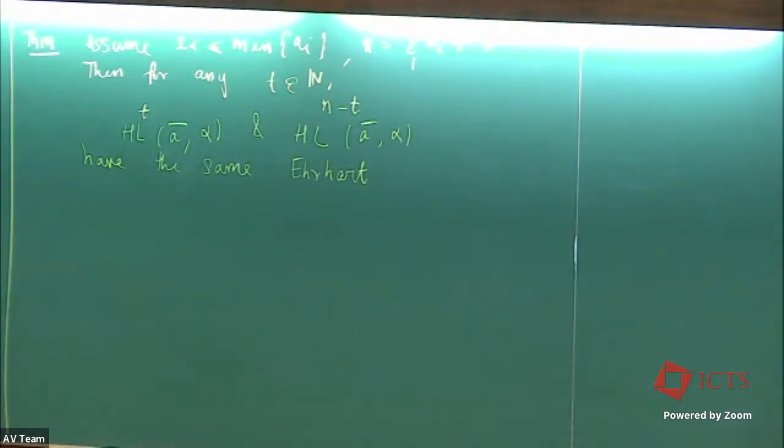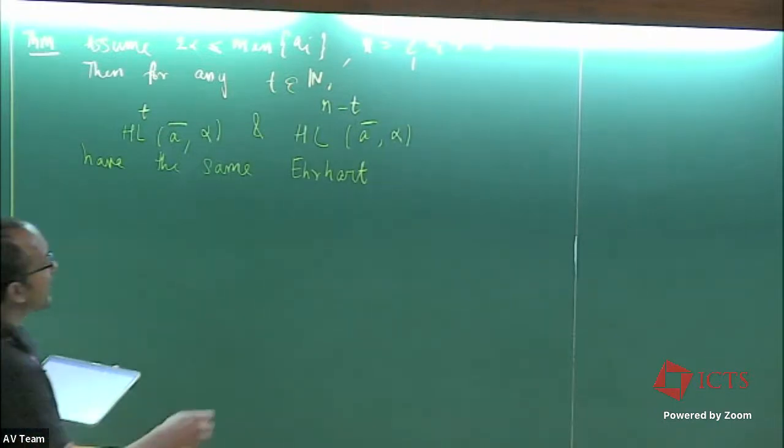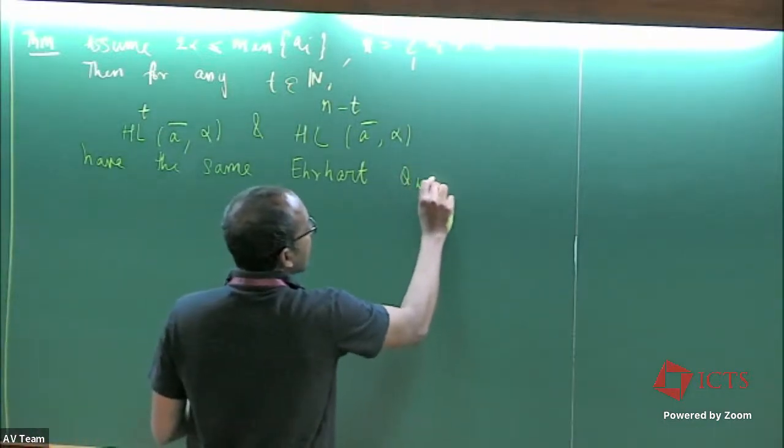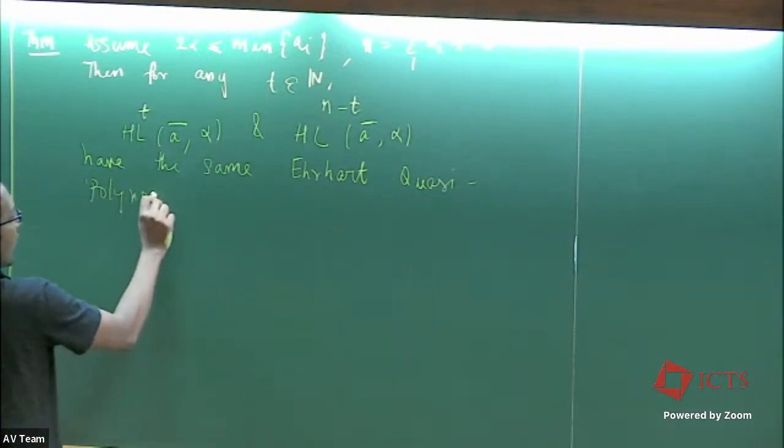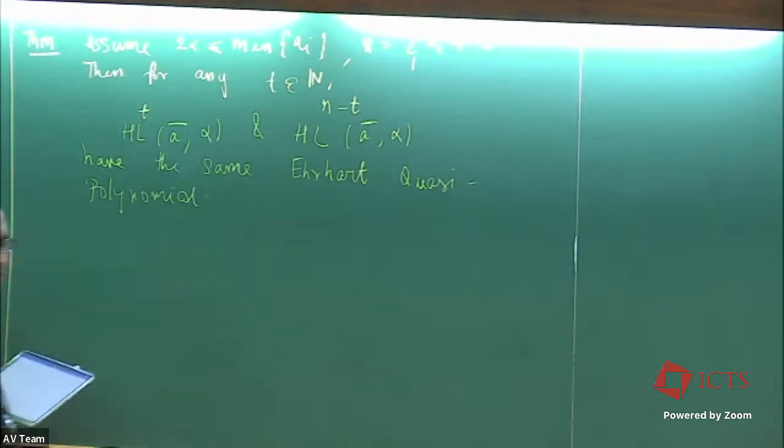Just for simplicity, pretty much everything holds. You have to modify the statement appropriately, but I want to keep the technical details to a minimum. So they have the same Ehrhart polynomial. I'll tell you what these are, in case you haven't seen this in a few minutes. So this polytope is generically not isomorphic.